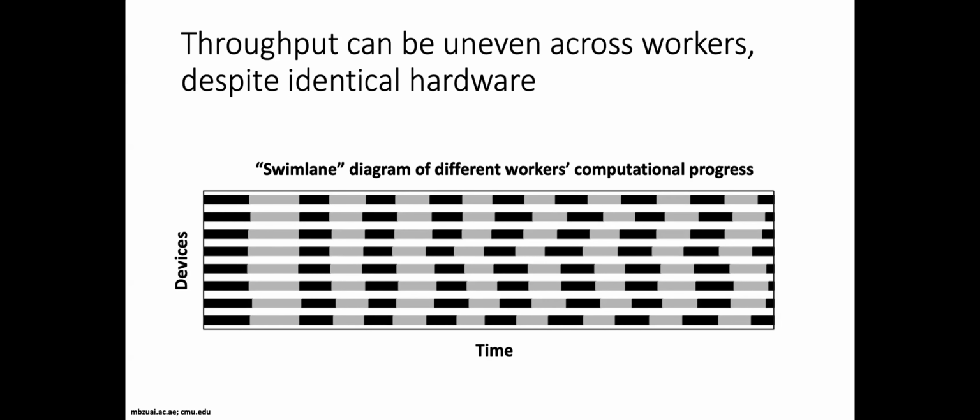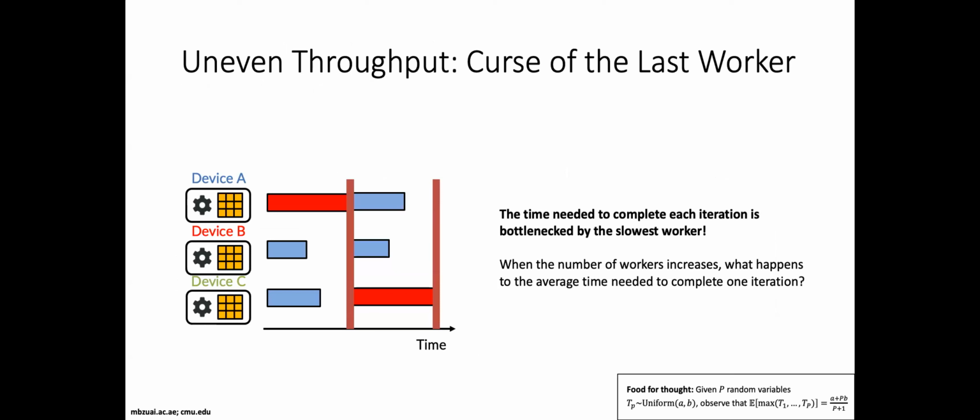Okay, so uneven throughput leads to something called the curse of the last worker, where the time needed to complete each iteration, because everyone has to exchange gradients before we can move on, is going to be bottlenecked by the slowest worker. So when the number of workers increases, what happens to the average time needed to compute one iteration? Fun mathematical fact: given P random variables with a uniform distribution between A and B, the expected maximum is given by this formula. And this formula basically increases with the number of workers P in it. The more workers you throw in, the more the average time needed for each iteration goes up.